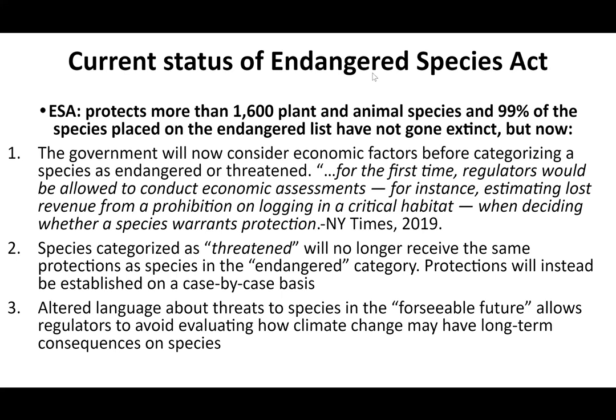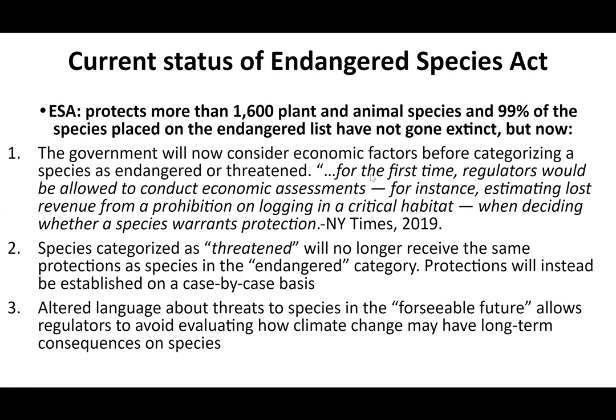Because, as we talked about, ecosystems are dynamic. So protecting things is oftentimes hard, but this act was really good. About 99% of the species placed on this endangered species list have not gone extinct, which is pretty remarkable if you think about it, right? Just by putting them on this list, it affords them numerous protections, which keeps them from going extinct. And as we'll discuss, once something is extinct, like the passenger pigeon, it is gone forever. So the Endangered Species Act is really, really important.